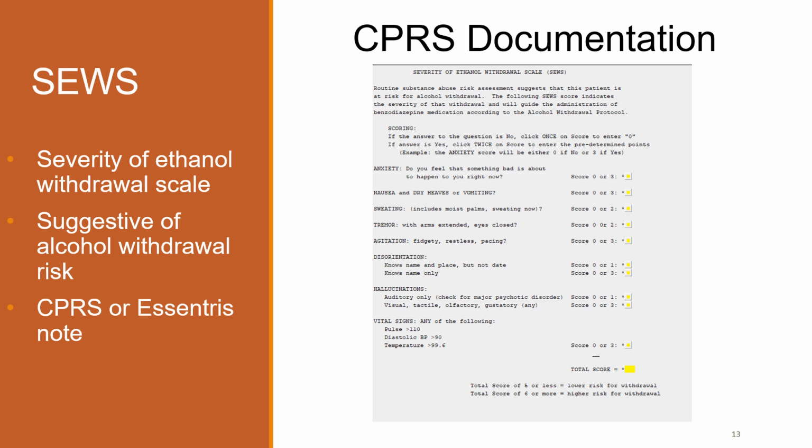For hallucinations, again, there are 2 scoring possibilities. Auditory only, in which case you would give them a score of 1, or if they're also having visual, tactile, or olfactory or gustatory hallucinations, for any of those you would score 3. With all of these, it's important that we check for a major psychotic disorder to see if there's another basis for these hallucinations. For the vital sign parameters, the parameters will score if they include any of the following: a pulse of greater than 110, diastolic blood pressure of greater than 90, or a temperature of greater than 99.6 Fahrenheit.